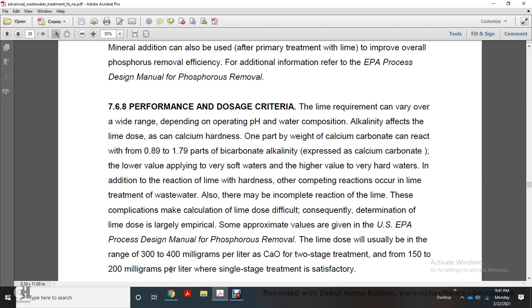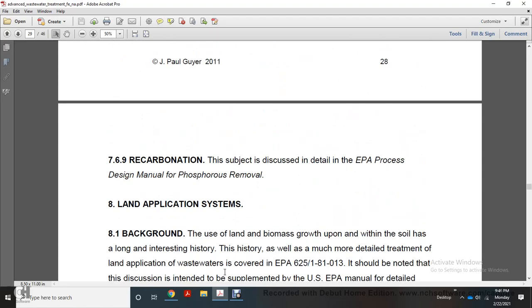In addition to the reaction of lime and hardness, other competing reactions occur in lime treatment of wastewater. Although the reaction of lime is incomplete, the complications make calculation of losses most difficult. Consequently, determination of lime dose is largely empirical. Some approximate values are given in the U.S. EPA Process Design Manual, Phosphorus Removal. Lime dose will usually be in the range of 300 to 400 milligrams per liter as calcium oxide for two-stage treatment, and up to 150 to 200 milligrams per liter where single-stage treatment is satisfactory.